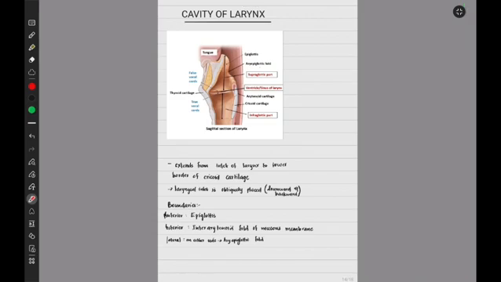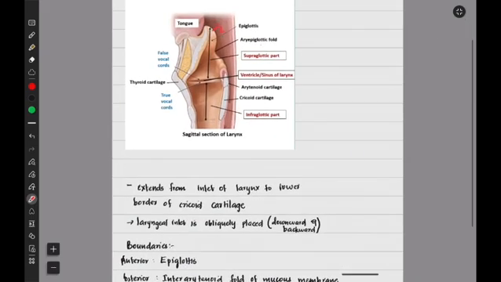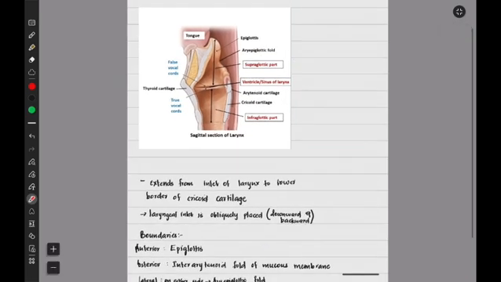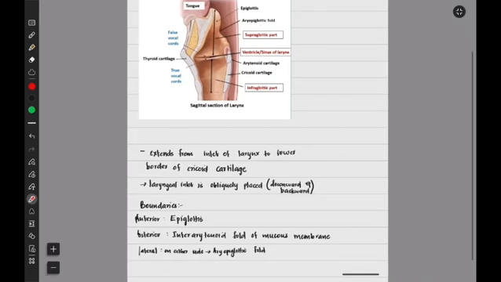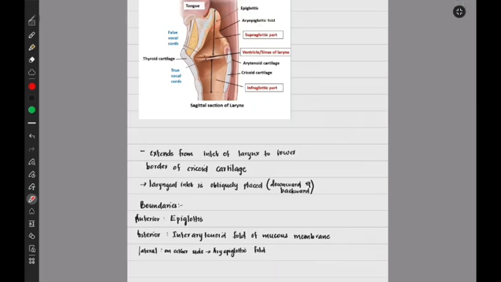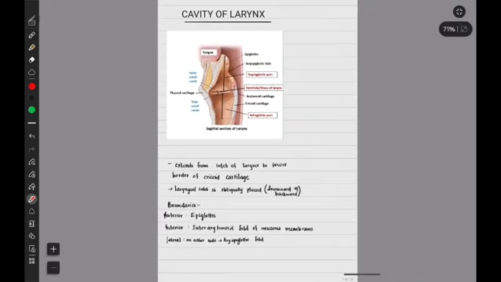So next we have to see the cavity of larynx. The cavity of larynx extends from the inlet of the larynx to the lower border of the cricoid cartilage. So laryngeal inlet is obliquely placed, downward and backward. Then the boundaries of laryngeal cavity are anteriorly we have the epiglottis and posteriorly we have the interarytenoid folds. Then laterally we have the aryepiglottic folds. So this is the boundary of the larynx.